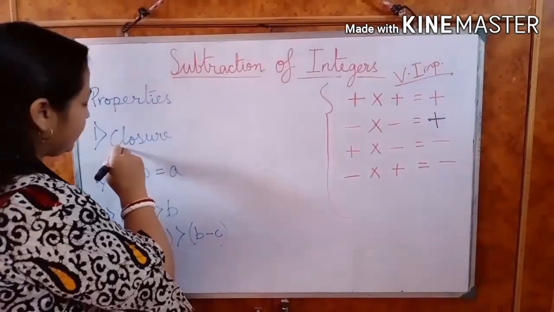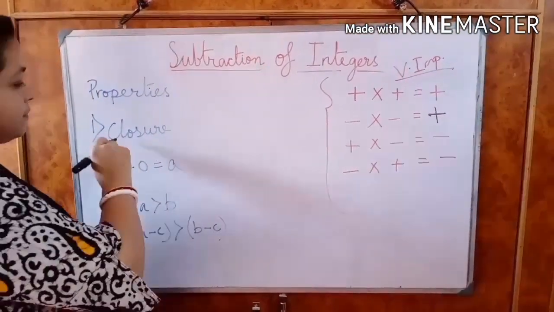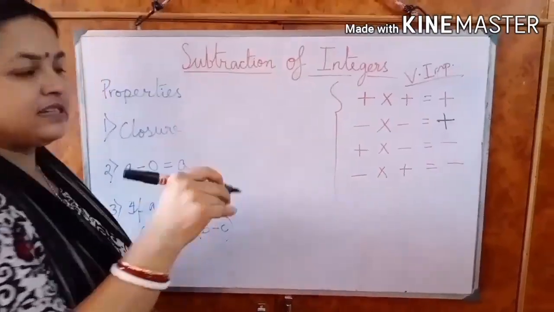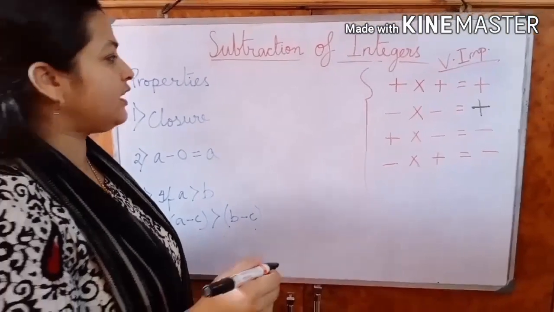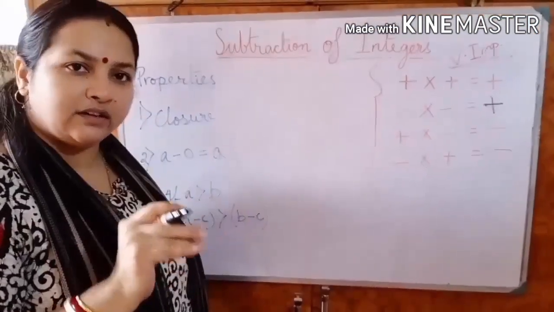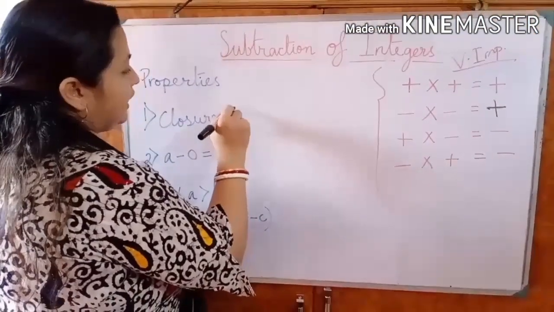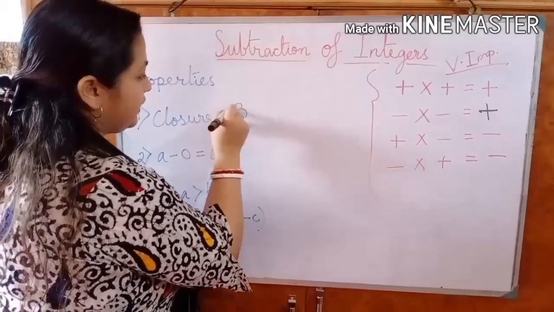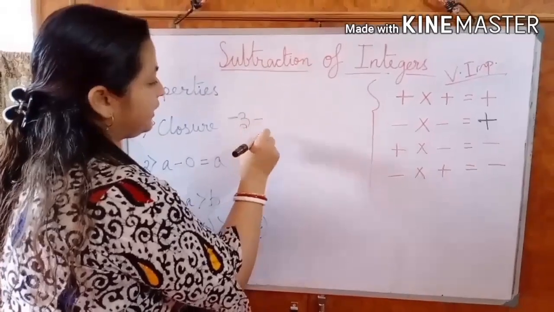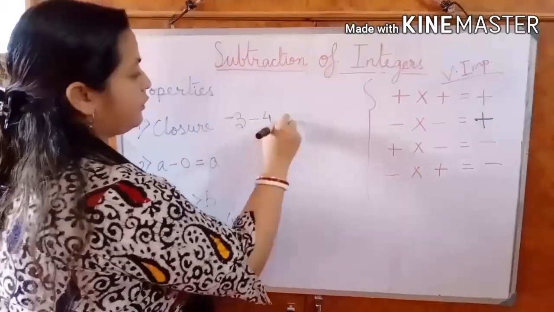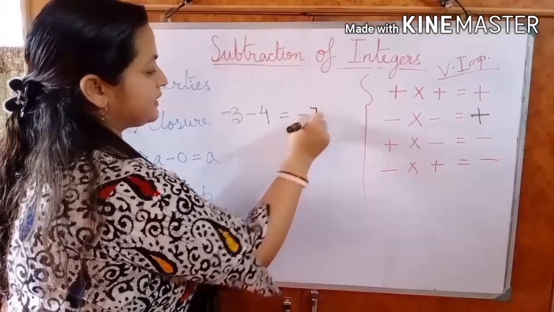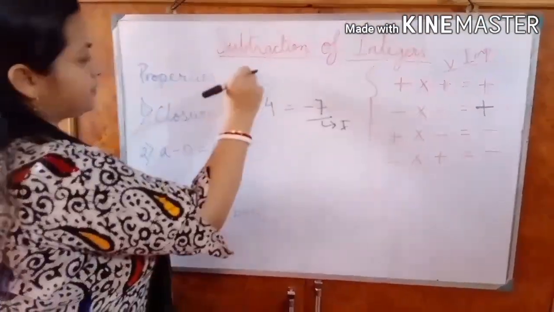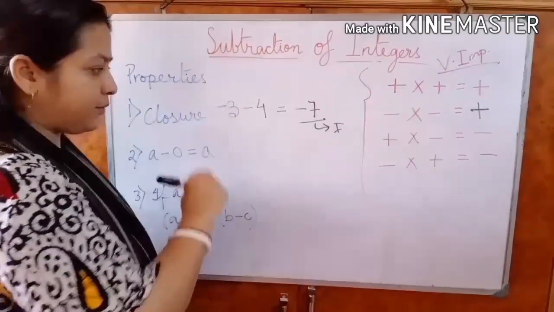First property is the closure property. We have done this property before also. When one integer is subtracted from another integer, we always get an integer only. For example, from minus 3, our first integer, let's subtract minus 4. What are we getting? Minus 7, which is again an integer. So, subtraction follows the closure property.